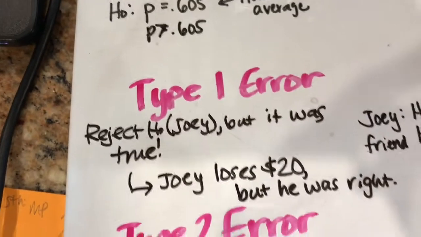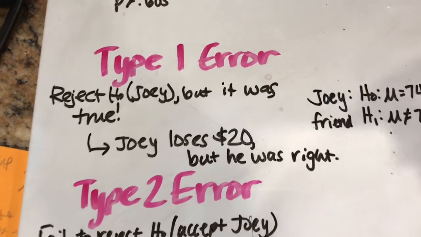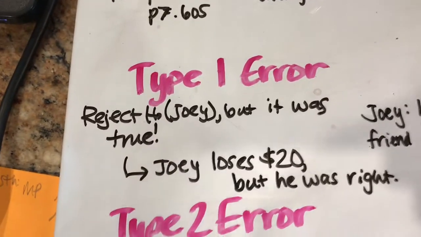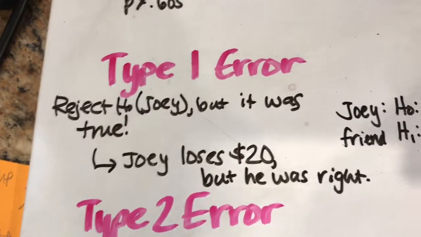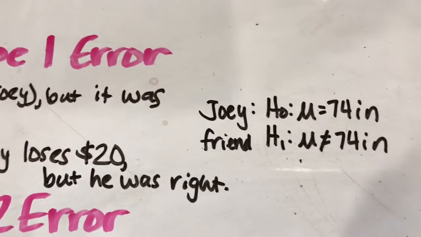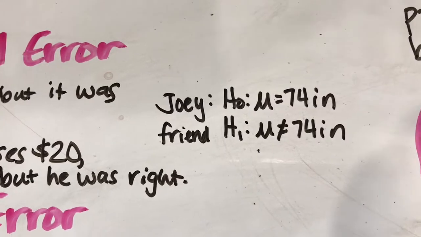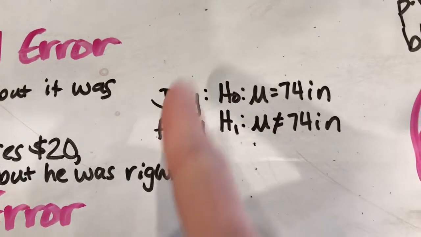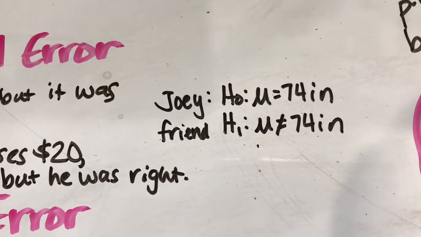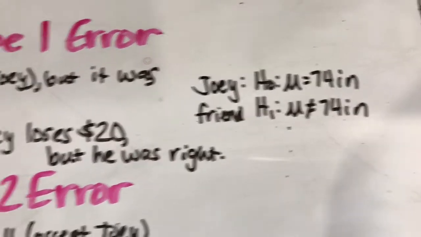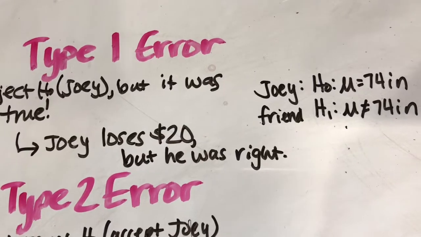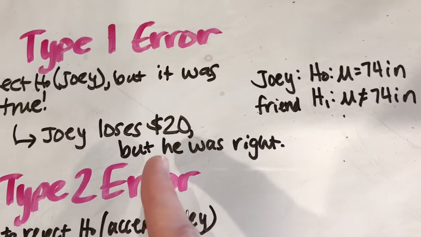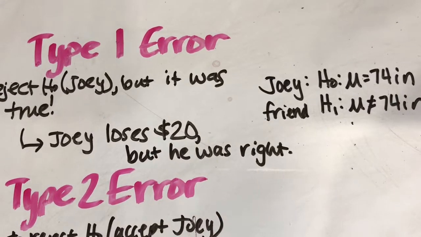The next mistake that I saw a lot was the type 1 and type 2 error. A lot of you guys said reject the null, but it was true, but you didn't give the consequence. So to help with this one, actually write out what the hypothesis is. I said Joey thinks the true mean is 74, but the friend thinks he's wrong. So even label your null hypothesis Joey and friend. The consequence would be if we reject the null, we're rejecting Joey and accepting the friend. So that means Joey lost $20, but he was right.